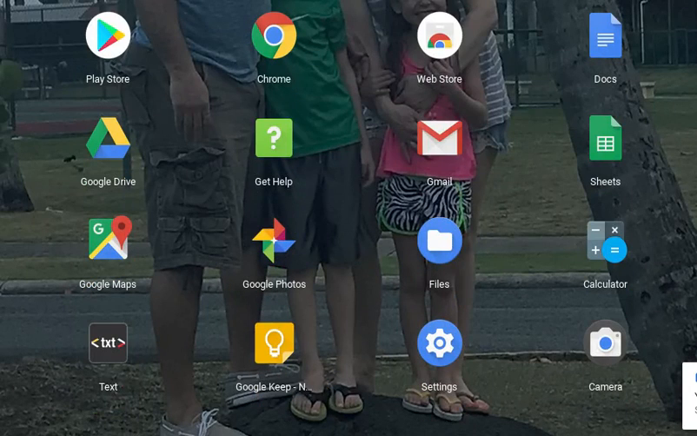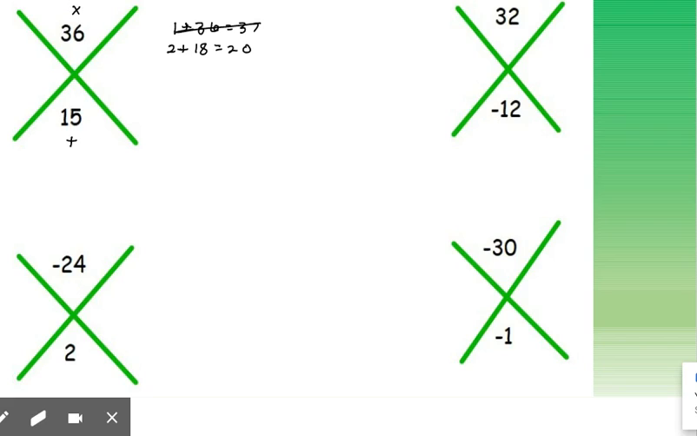Not it. 3. 36 divided by 3 is 12. Well, 3 times 12 is 36. If I change this to addition, I get 15. Bada bing, bada boom. I have my two numbers, 3 and 12. The next one multiplies to be 32, adds to be negative 12.